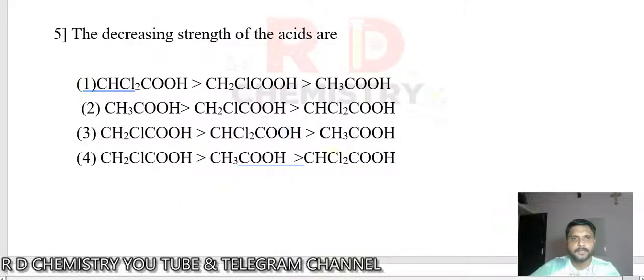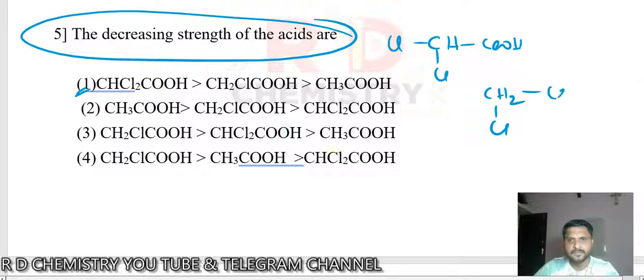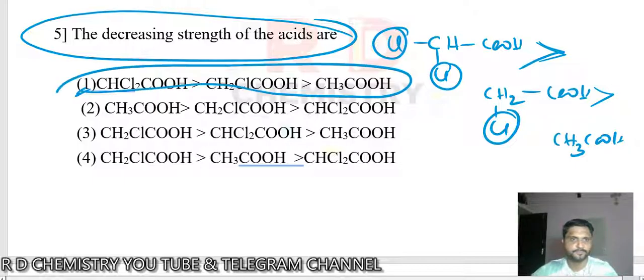Okay. Next question, the decreasing strength of the acids. Let me take the first option and write these structures. On this CH, there are 2 Cl groups and then the COOH group. Then the second compound, CH2 with 1 Cl attached, then the COOH group. And the last one in the first option is acetic acid, CH3COOH. Cl groups are electron withdrawing, electronegative. The more the number of electron withdrawing groups, the stronger the acid. Then comes the monochloro acetic acid, then acetic acid. Dichloroacetic acid is the stronger acid. Therefore, the first one itself is the answer. Okay.